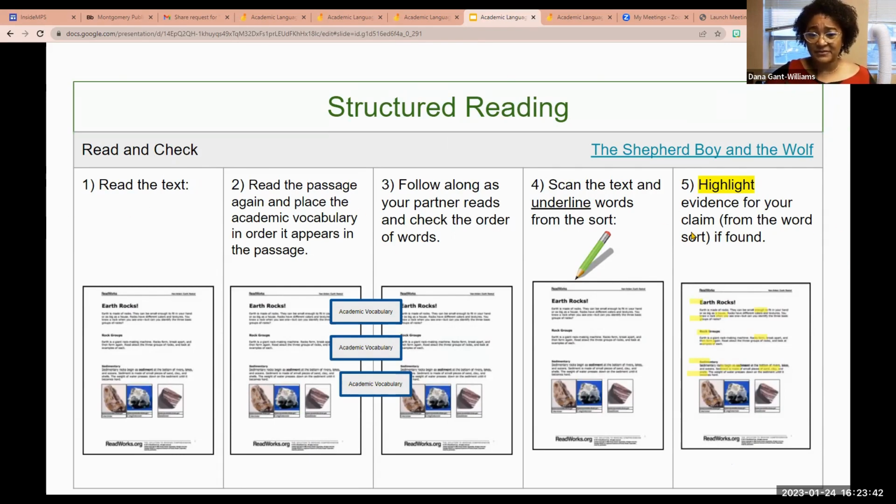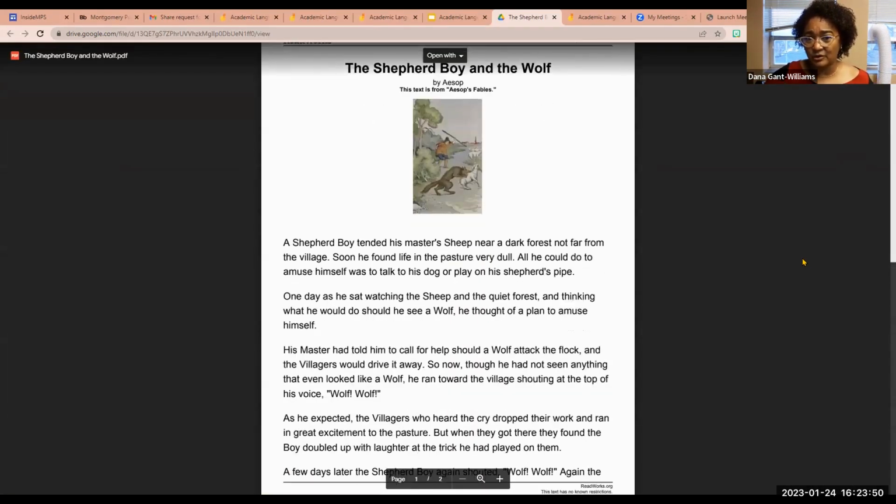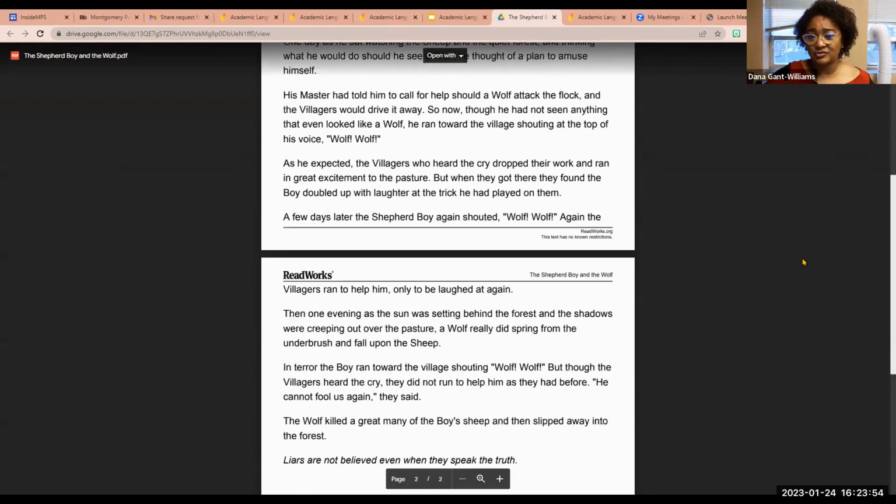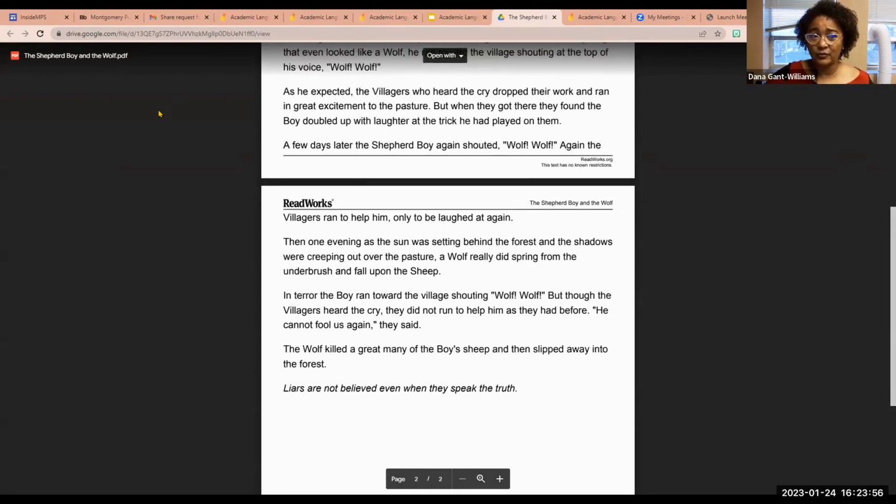It goes in 5 steps, but this is how many times these students are going to read this particular short story to get an understanding and make association with the words. And this is just a link to the actual short story itself in ReadWorks.